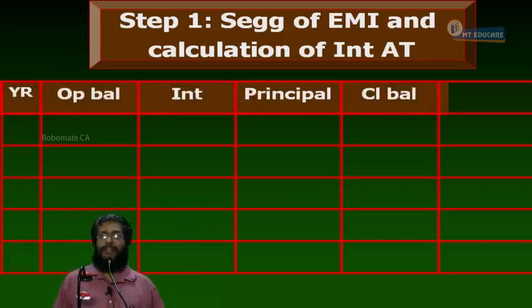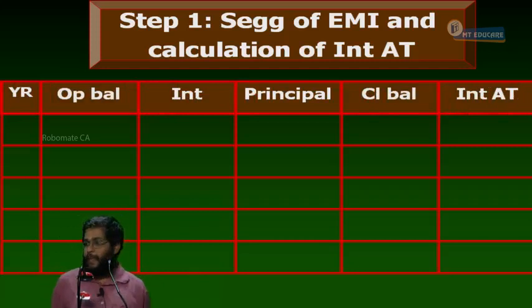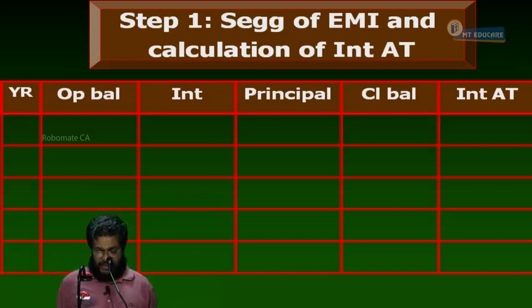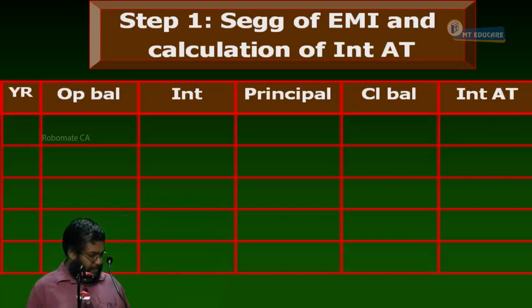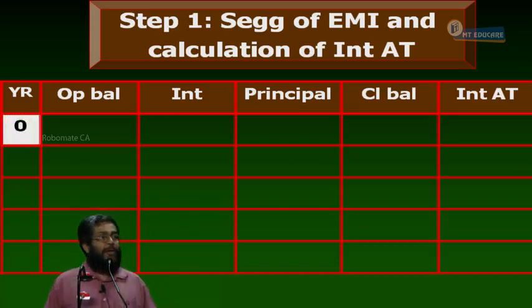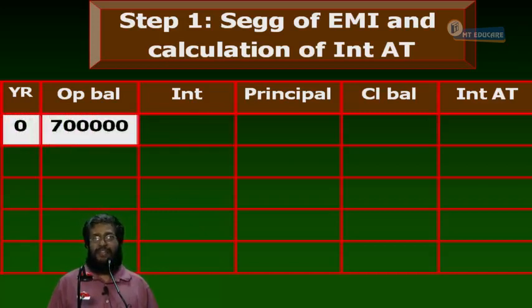Now, have the following columns: Year, opening balance, interest, principal, closing balance. One more extra column is interest after tax. What is the tax rate given? 40%. Can we start? Now, first, year 0. Today I borrowed how many rupees? 7 lakhs. Year 0, 7 lakhs.